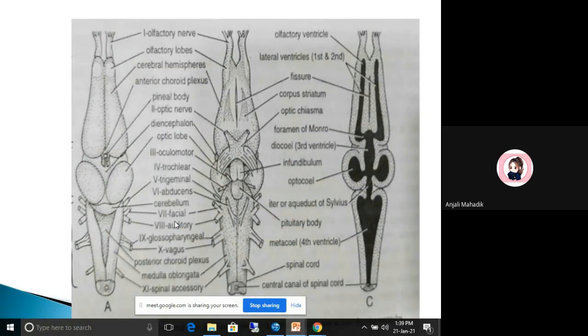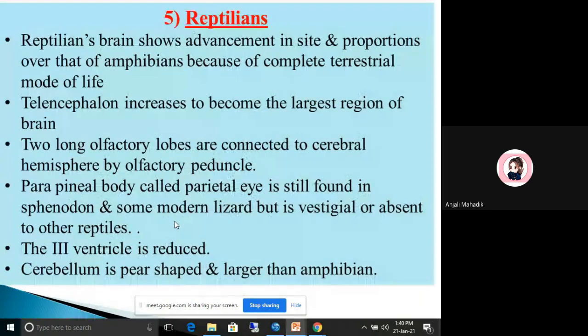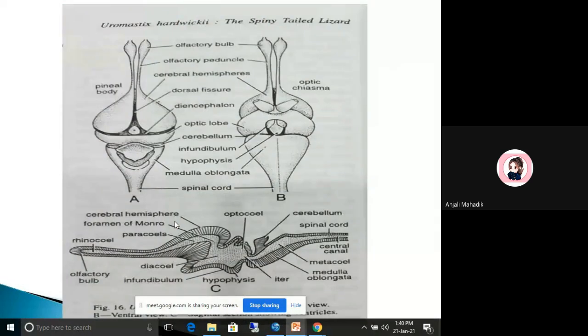Then we compare the next part, the reptilian brain, for example the lizard brain, also called Uromastix.